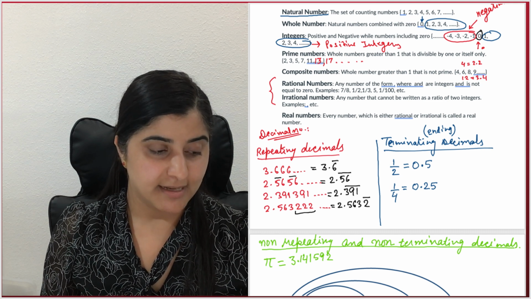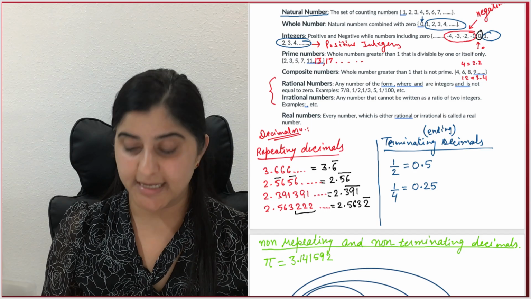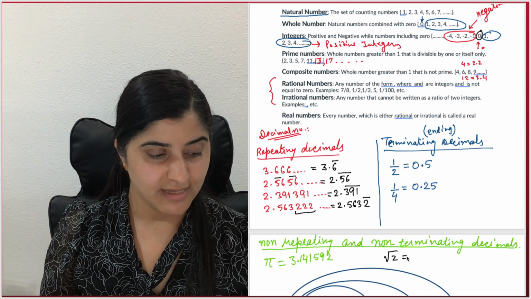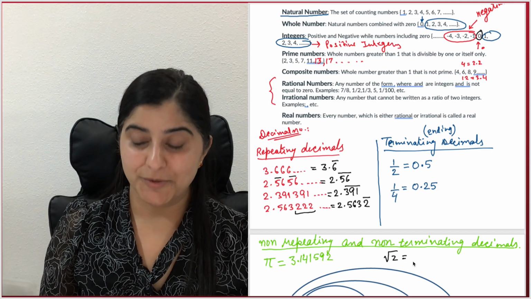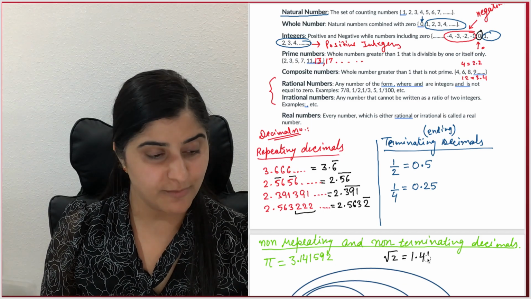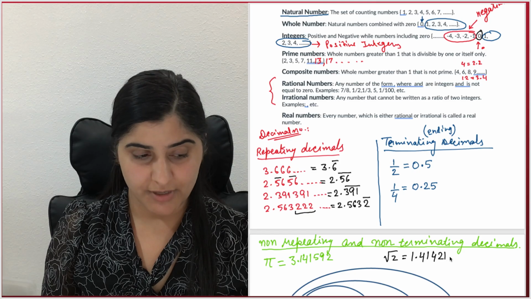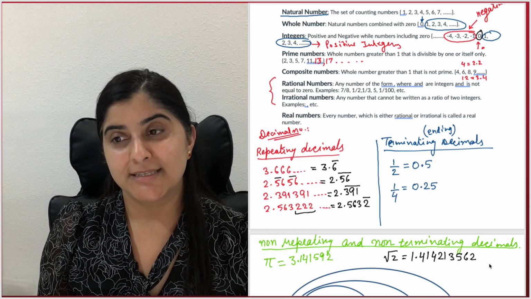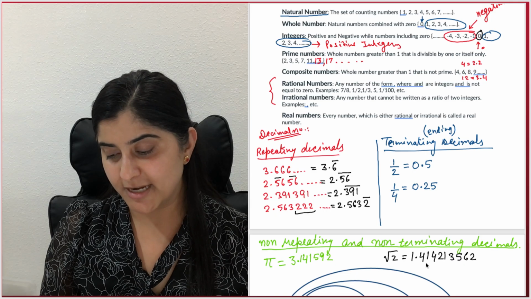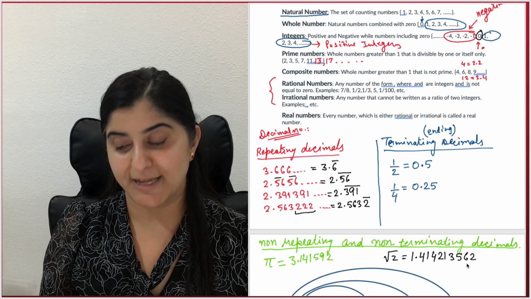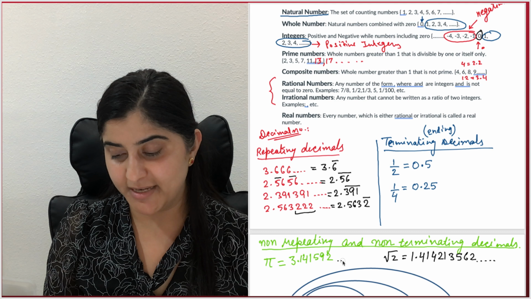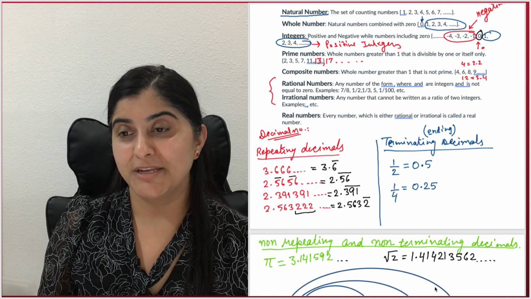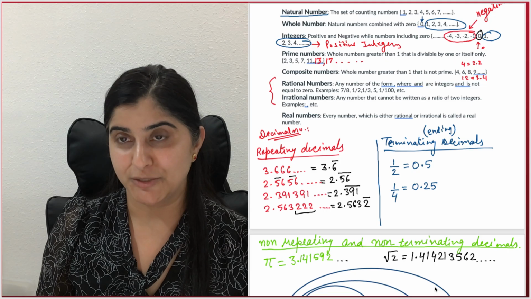Now what else? Everyone, please look at the decimal value of square root of 2. So what do you get? It is 1.41421356, and you see that this number is never ending and there is no pattern after the decimal which is repeating itself. It's a never ending, never repeating decimal number. So these are non-repeating and non-terminating decimal numbers.